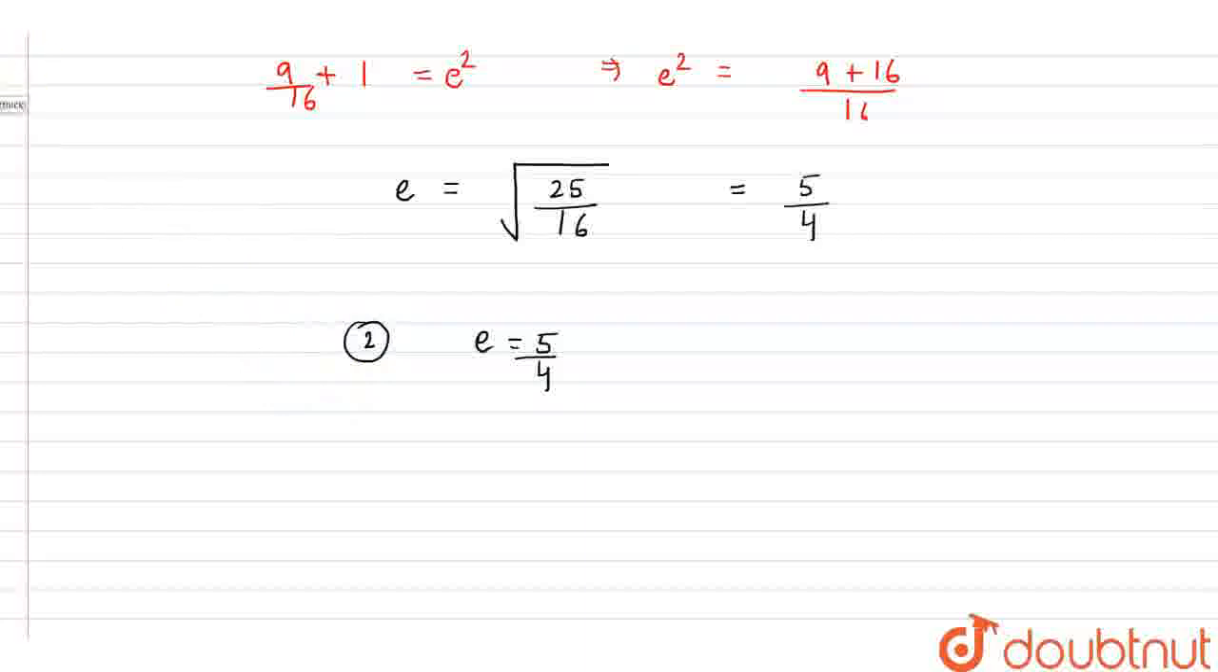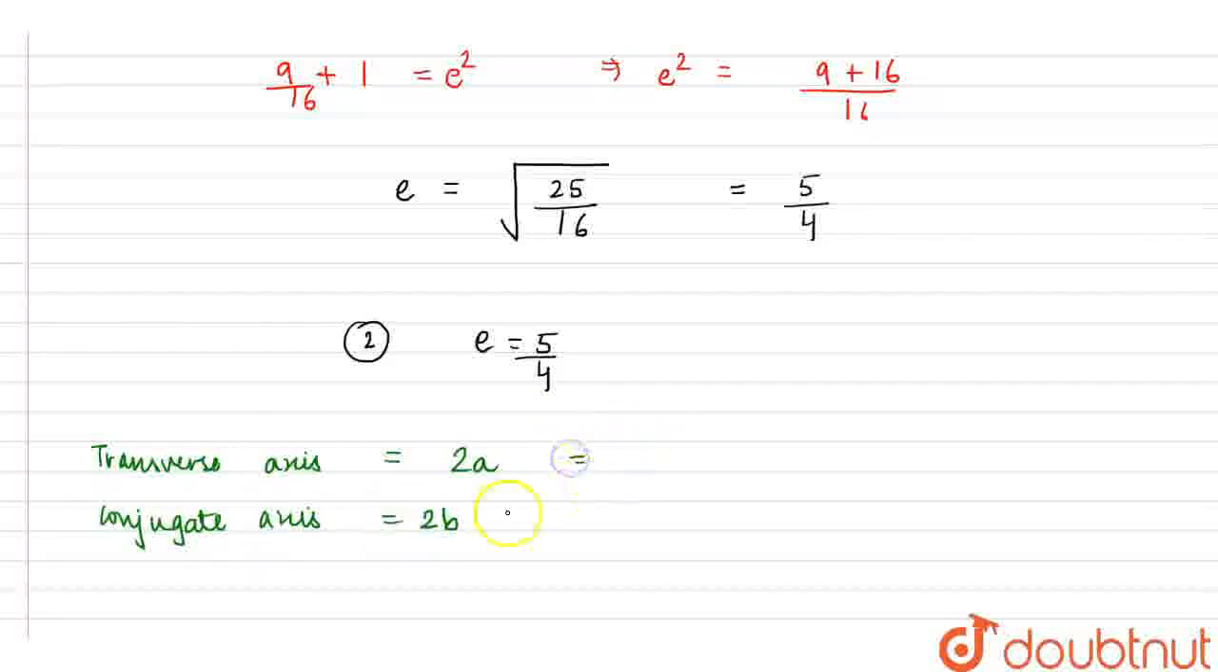Now moving on, length of the axis. For that we know that transverse axis will be equal to 2a and conjugate axis equal to 2b. Now using the values of a and b, we will get 2 into 4, this becomes equals to 8, and here this will be 2 into 3, that is equals to 6. These were the third thing which we need to find out.